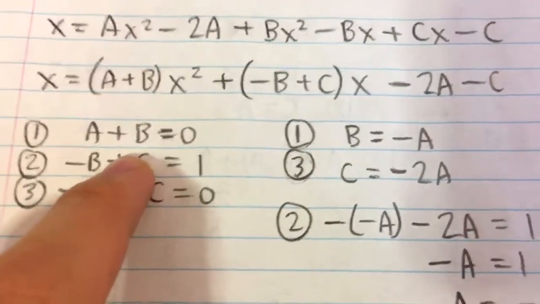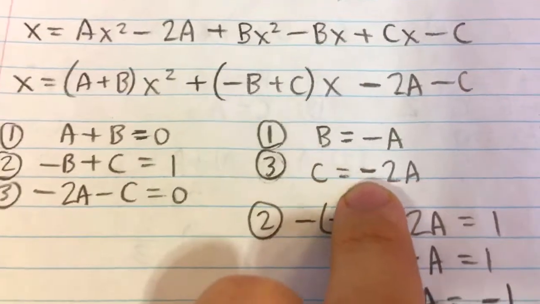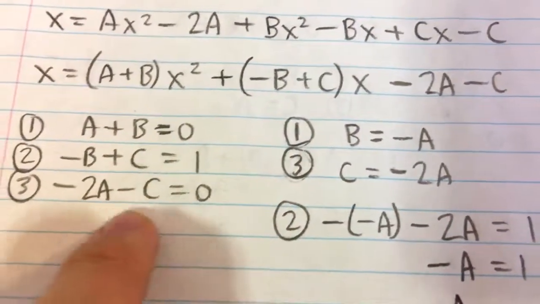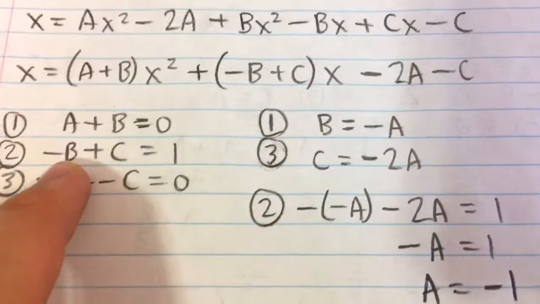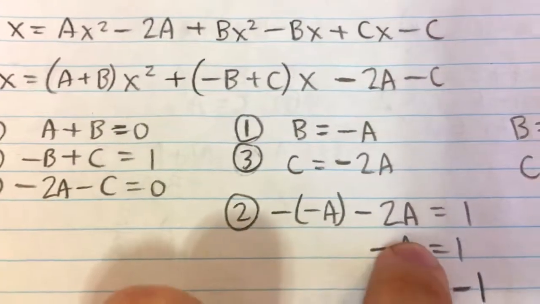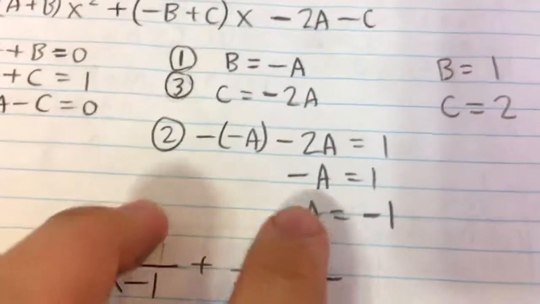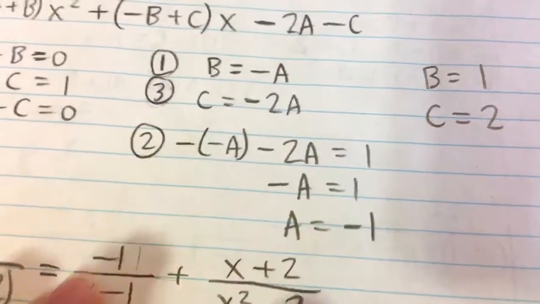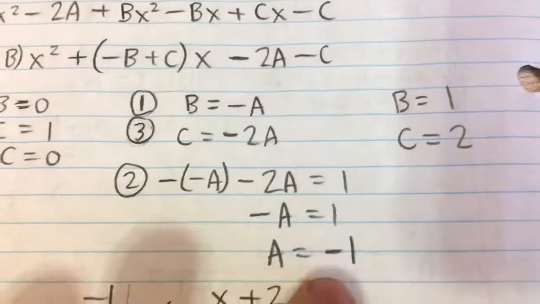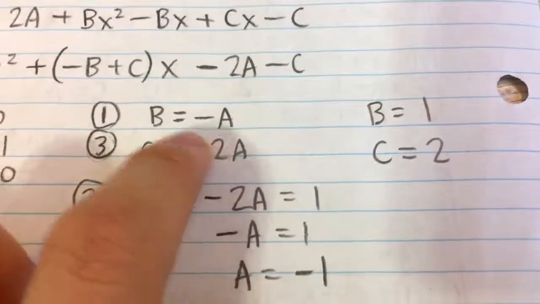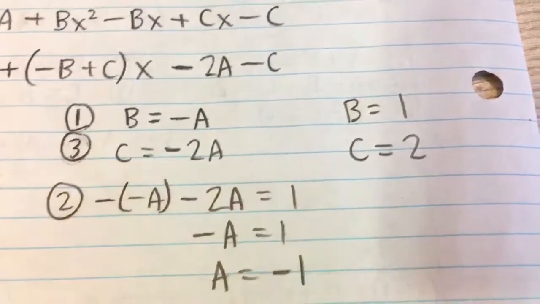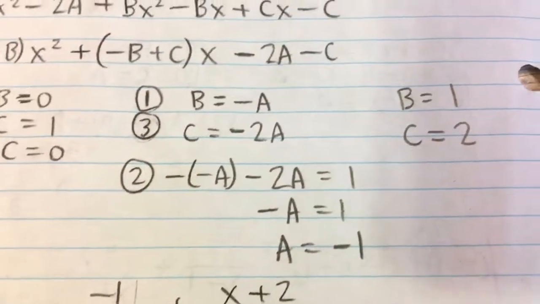And so in the first equation, b equals negative a, and c equals negative 2a. And so now I can plug this into our second equation: negative a, minus negative 2a, equals 1. I get negative a equals 1, and so a equals negative 1. And we can plug that a value into these two, and you'll see that b equals positive 1 and c equals positive 2. So now we have our three constants.